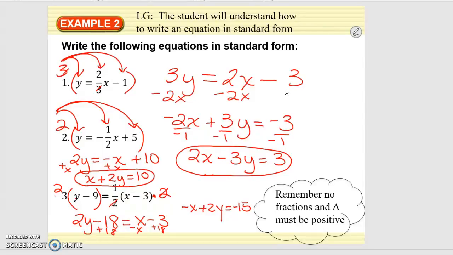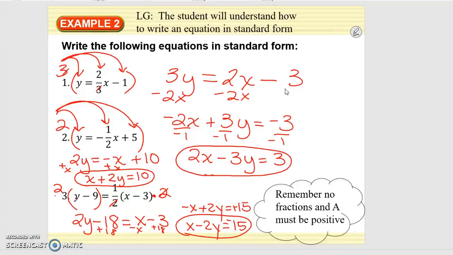And then I need to divide everything through by a -1 to switch this sign. So this is going to be a positive x, a -2y, and a positive 15. Oh, it should have been a positive 15. Yes, thank you. Yes, it's positive 18 and 3.